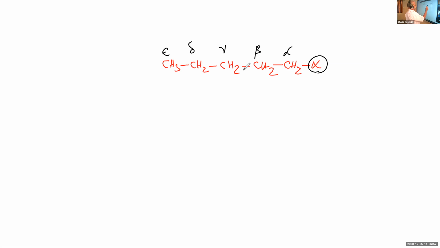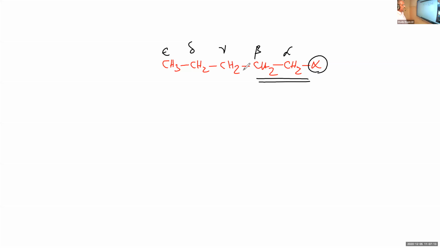Usually, we need only these two, alpha and beta. So you concentrate on alpha and beta. So what is alpha carbon? The carbon atom bearing the functional group, that is alpha carbon.